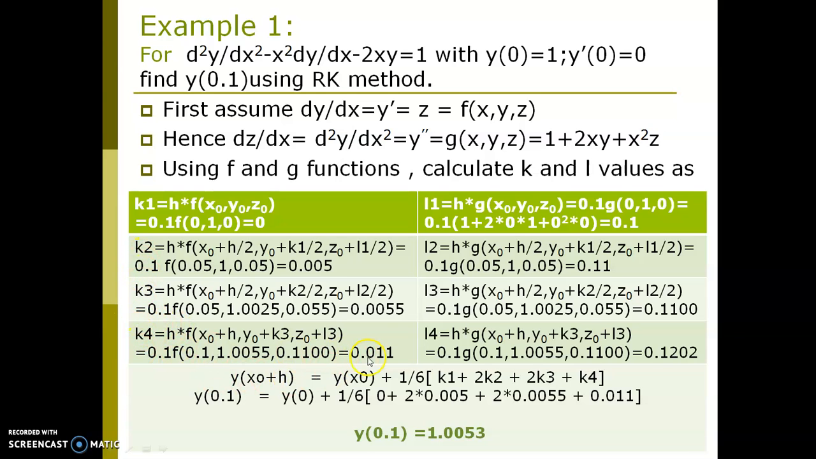Once we get all four K1, K2, K3, K4 evaluated by putting L3 value here and evaluating the function and calculating L4 as well, we can finally substitute them into this equation. Y of 0.1, which is the answer which we are interested in, is equal to y0, which is given to be 1, plus 1 by 6. In the bracket, you will be putting values of K1, K2, K3, K4 by taking appropriate weights for K2 and K3, and we can get this final value as y of 0.1 equal to 1.0053.